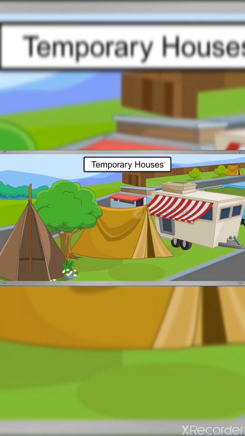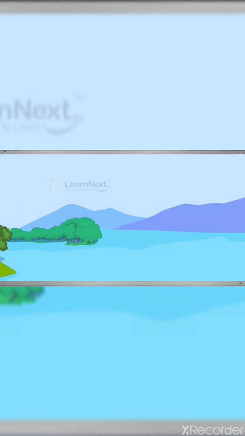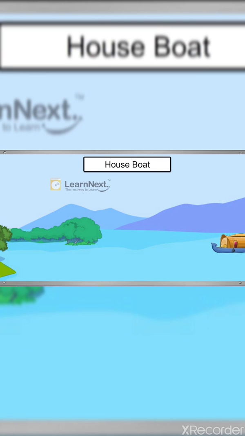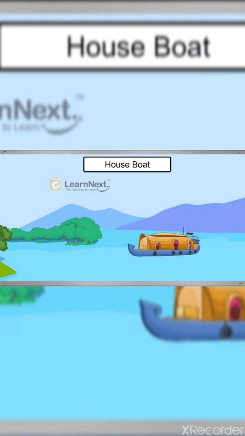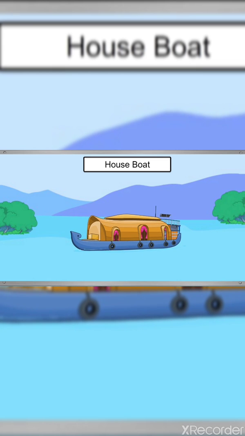There are also some people who like to travel a lot. They keep moving and never stay in one place. So they made temporary houses that could move around with them. Two such temporary houses are tents and caravans. Some people liked the water, and so they made houses on boats. These are called houseboats. A houseboat is a floating house.